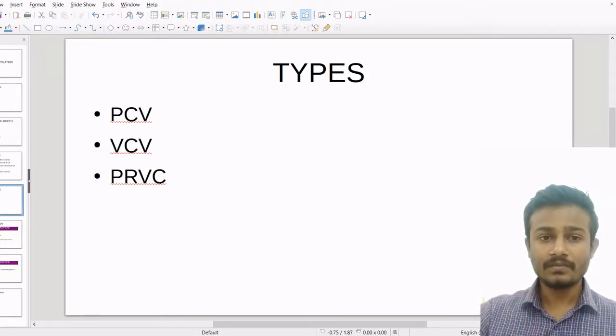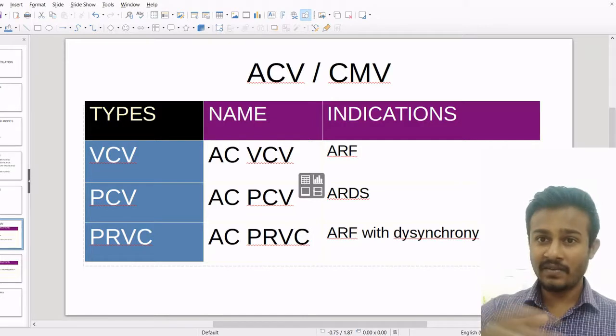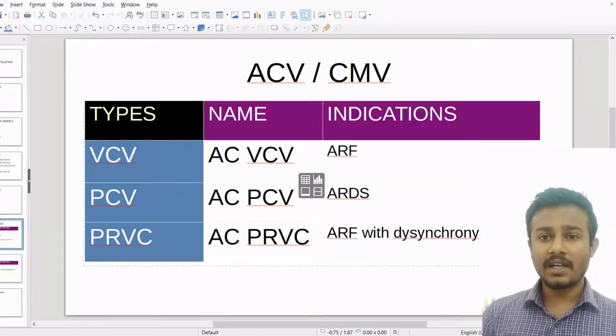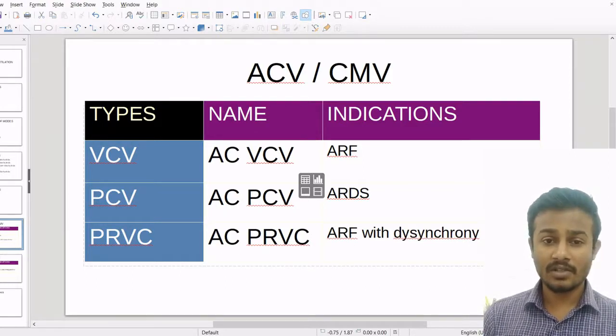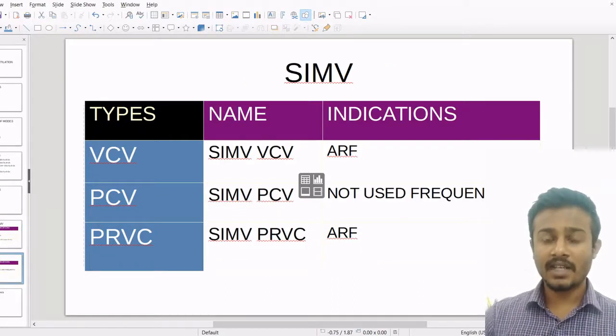So in ACV, the mode ACV or CMV, we have again three types: PCV, VCV, and PRVC. And those are the names, and the indications are mostly acute respiratory failure, acute respiratory distress syndrome, and acute respiratory failure with dyssynchrony of ventricles, where they are contracting but not in sync. Then in SIMV again we have the three types, so 6 of them, and for indications mostly we go for acute respiratory failure, but sometimes it's not used frequently, the PCV.